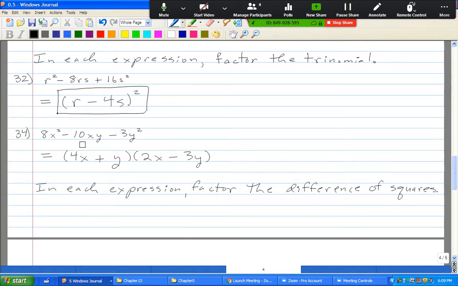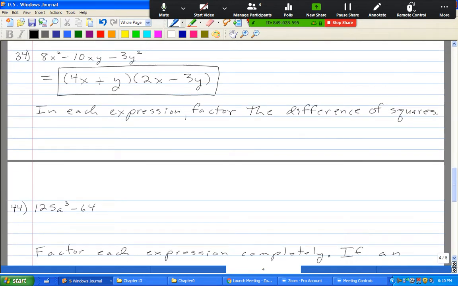So 4x times 2x is 8x squared. Good. 4x times negative 3y is a negative 12xy, plus 2xy gives you a negative 10xy. y times negative 3y is a negative 3y squared. And so I am done.